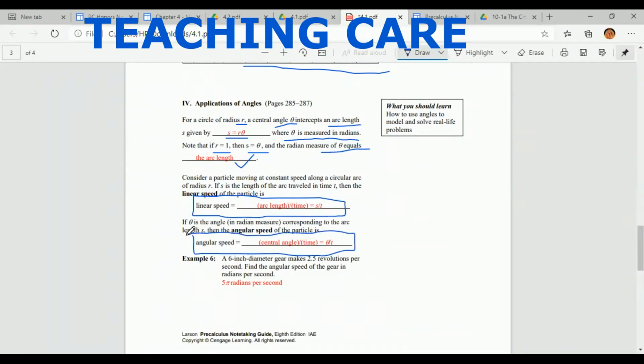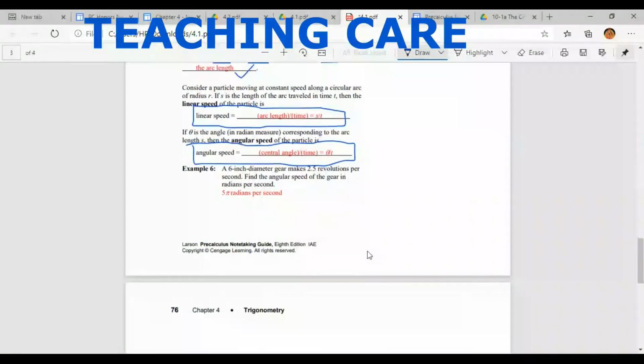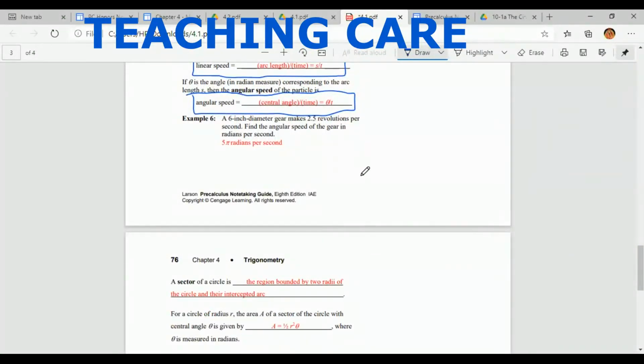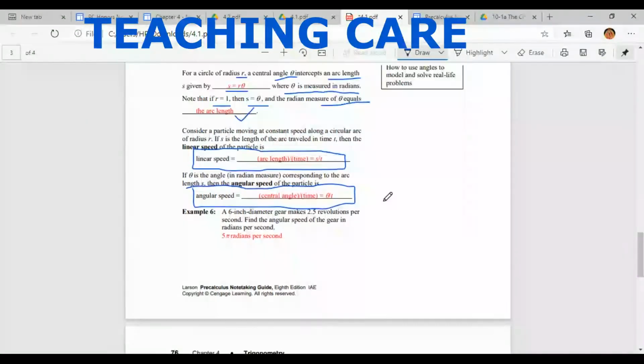So when the problem comes, it'll be useful. Now let's go to the next one. You can just try this one and see. A 6-inch diameter gear makes 2.5 revolutions per second. Find the angular speed of the gear in radians per second. Just try this and check whether you are getting this answer.